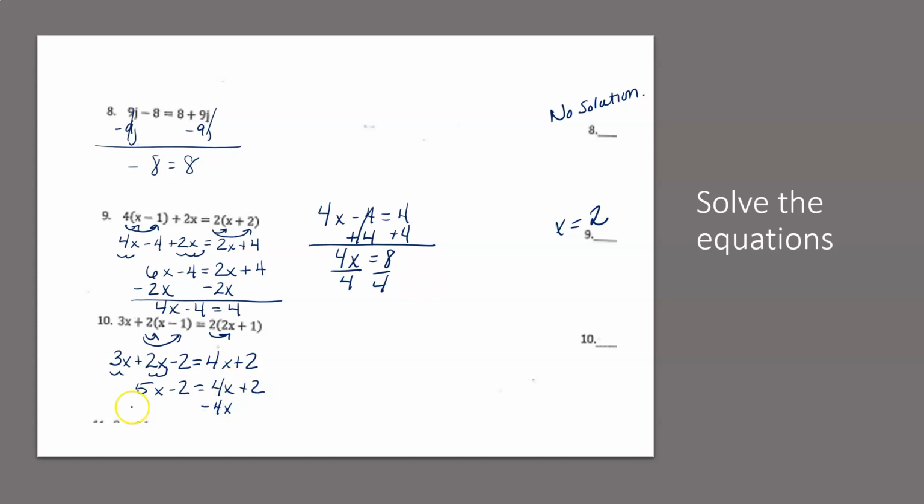Now I'm going to bring the variables to one side. So I have x minus 2 equals 2. When I add 2 to each side, I have x equals 4.